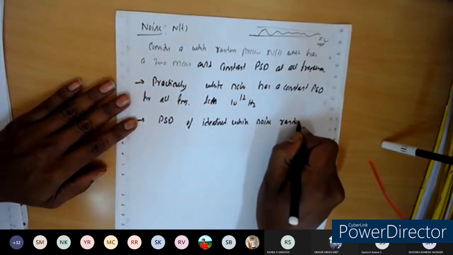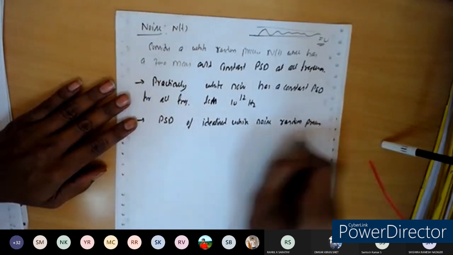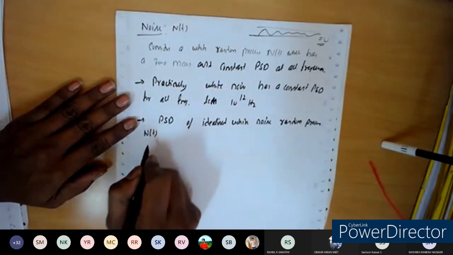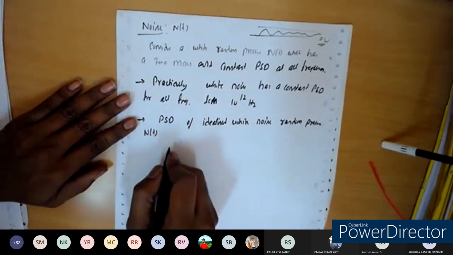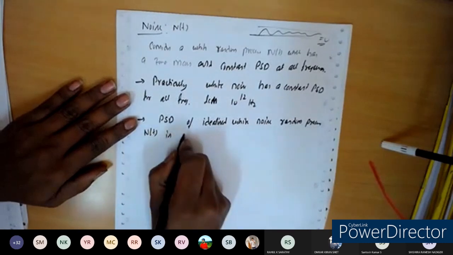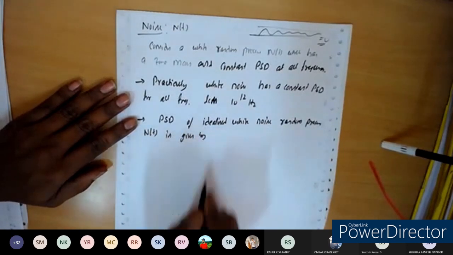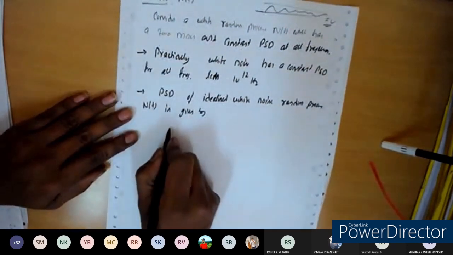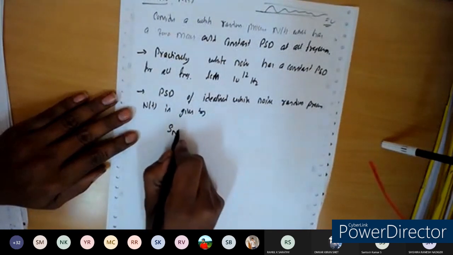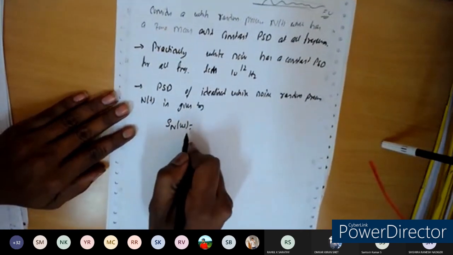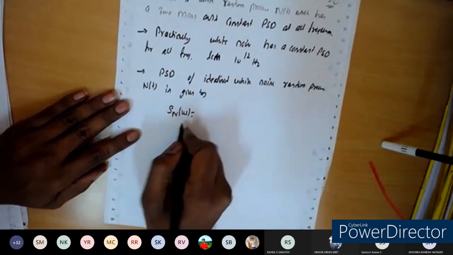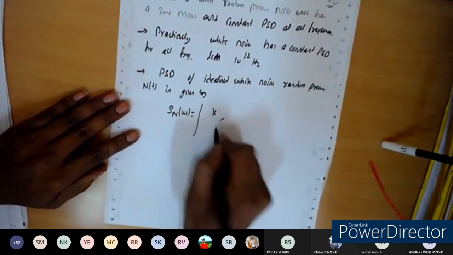So this is called a random process, n of t. This white noise you are going to denote as n of t. The power spectral density, for which the term S is used, is denoted Sn of omega. So this Sn of omega will be equal to K.